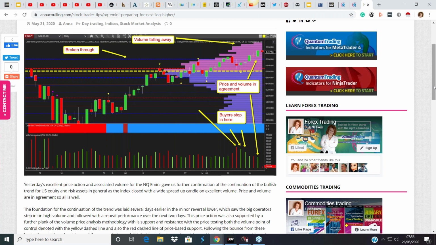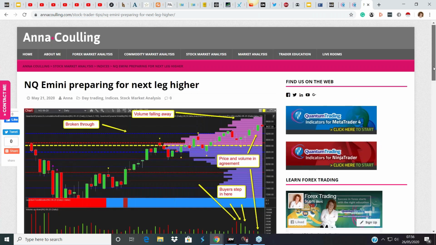Anyway, enough of that. This is a post, as you can see here, May the 21st, the NQ E-mini, preparing for the next leg higher.